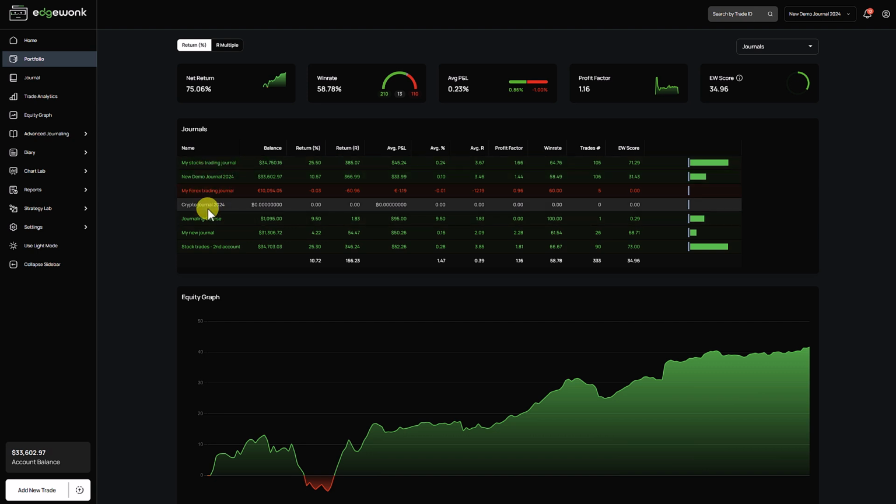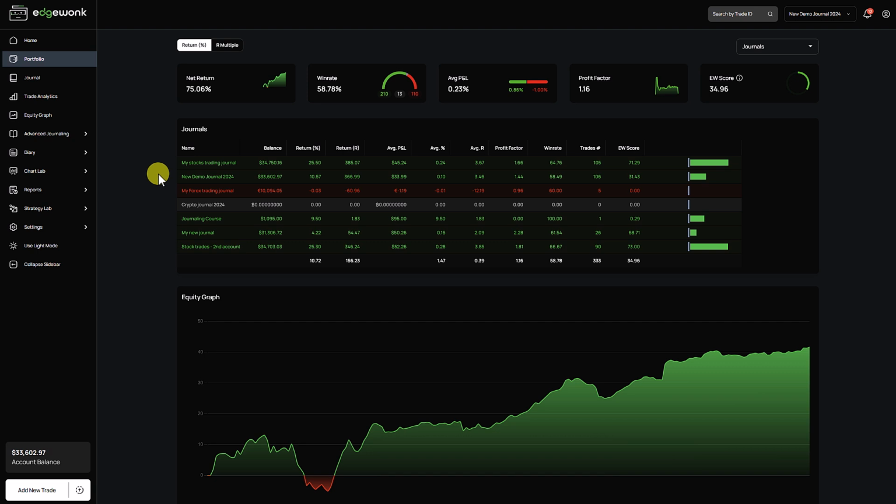You will see the name of the journal, your balance, the return in percentage and R multiple, the average P&L for each trading journal, your average trade outcome, the average R per trade, the profit factor, the win rate for each journal, how many trades you have journaled, the Edgewonk score, and at the end we have a graph showing you the development. So this shows you your percentage return for each journal and you can very nicely compare them right away.